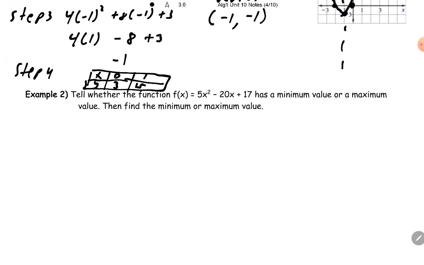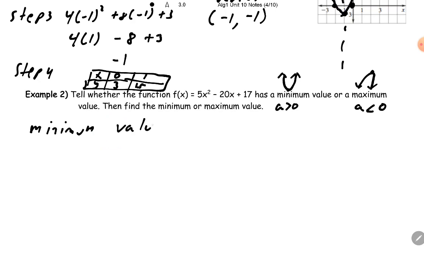Okay, tell whether the function has a minimum value or maximum value. If it has a minimum value, it's opening upwards, because this point here would be the smallest. So this is when A is positive. If A is negative, or A is less than 0, a maximum value will be created, because it's opening downward. So because our A value is positive, we have a minimum value.